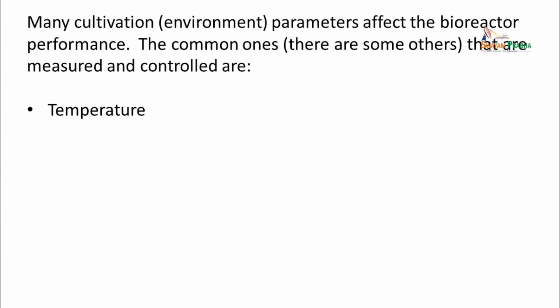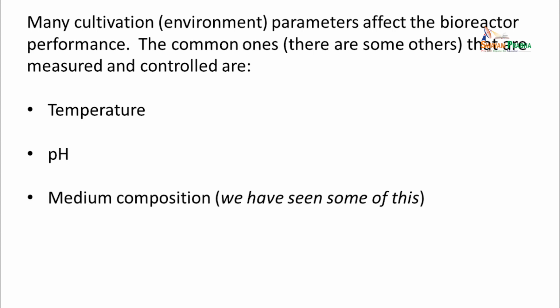The common ones, the first obvious one is the temperature, then the pH of the medium, the pH outside the cells, and the medium composition, what the medium consists of. We have seen some aspects of this. Remember, we looked at the effect of substrate concentration on growth rate. That kind of falls into this broad aspect. But the medium composition itself affects the product formation.